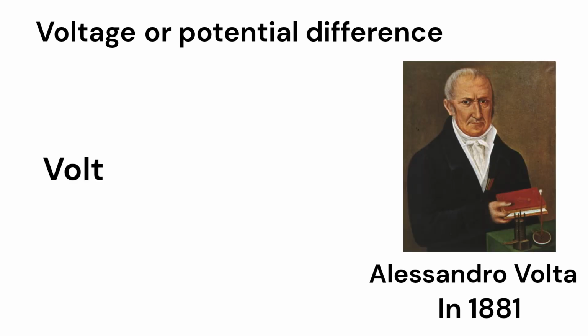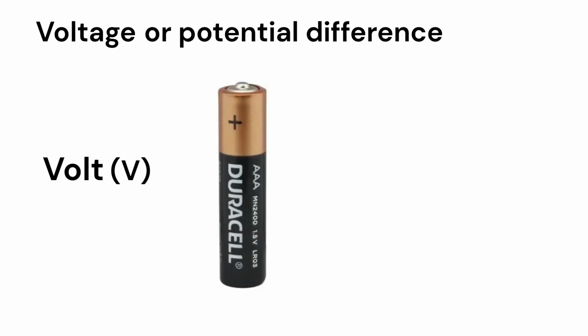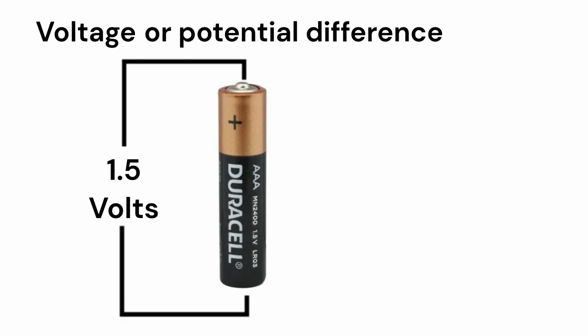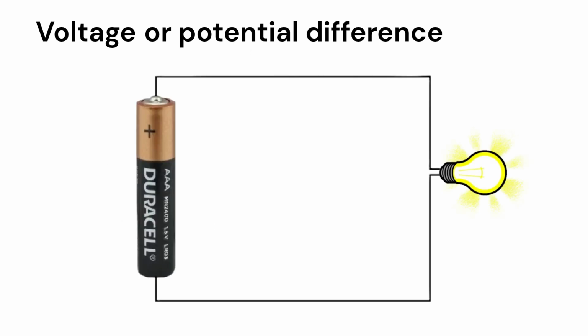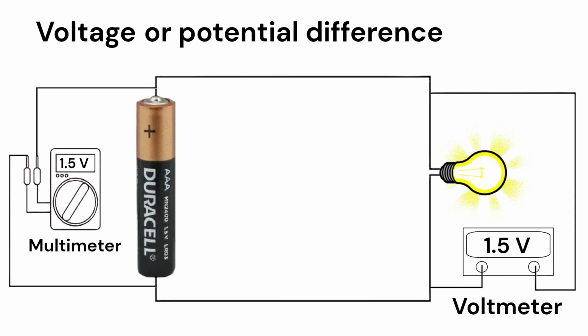The voltage or potential difference is measured in the unit volt, named after Italian physicist Alessandro Volta in 1881, with the symbol V, which means for a typical AAA battery, the voltage between the two terminals is 1.5 volts. To measure the voltage, we need to connect the terminals of a multimeter, voltmeter, etc. at any 2 points in the circuit in parallel.